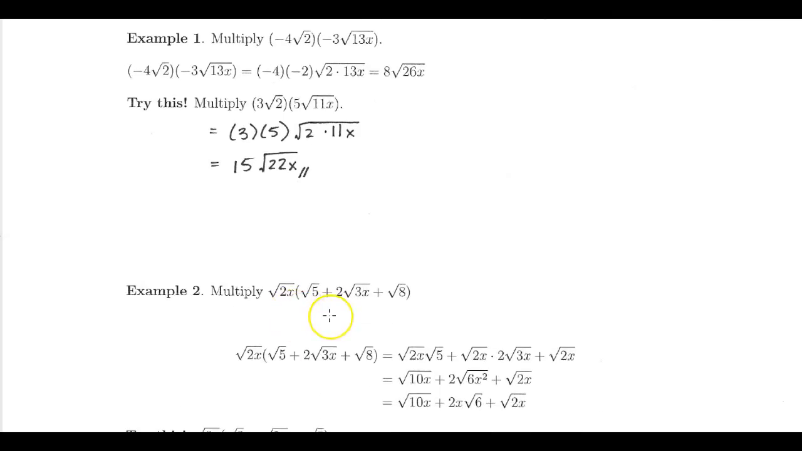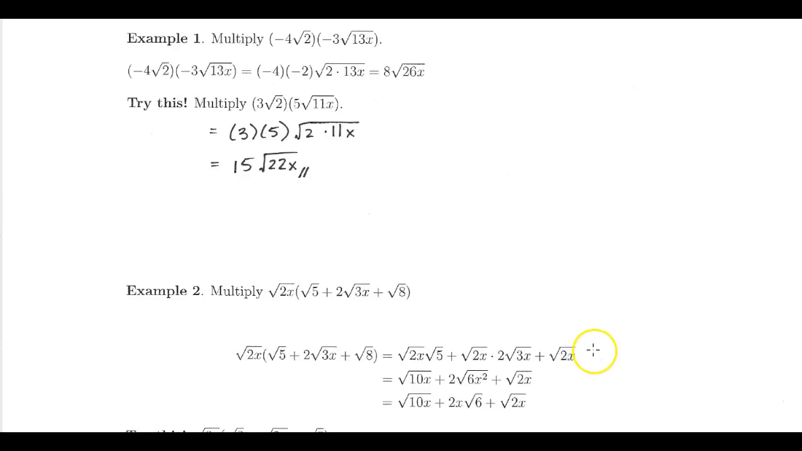In the second example, we can use the distributive property. So the square root of 2x times root 5 plus 2 root 3x plus root 8, we want to multiply every term inside the parentheses by root 2x. So we'll have root 2x times root 5 plus root 2x times 2 square roots of 3x plus root 2x times, there should be square root of 8 here, and I've missed that.